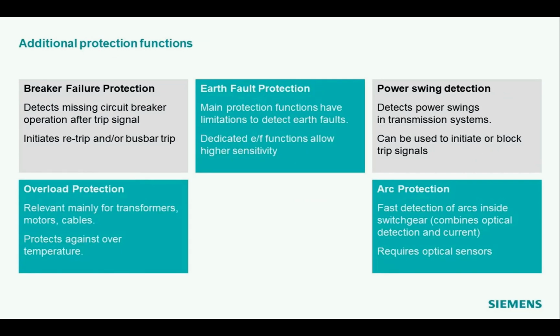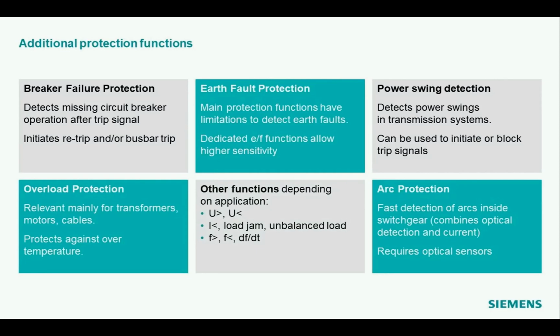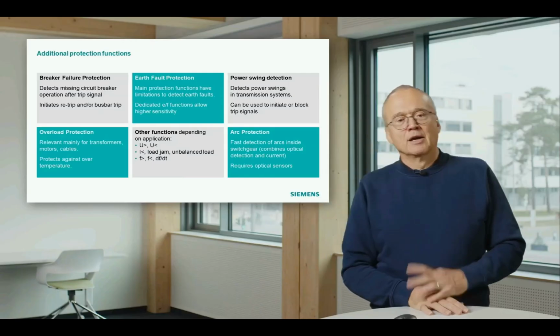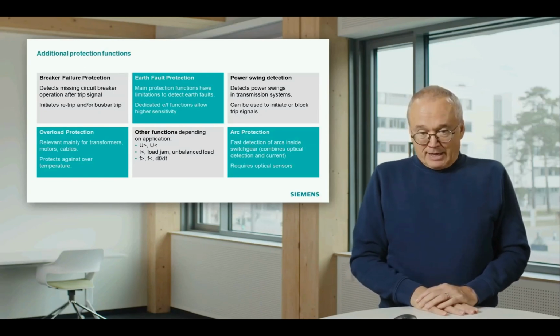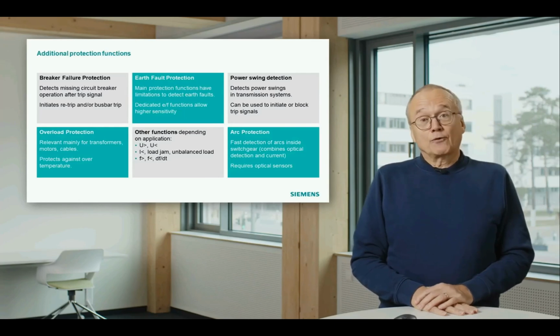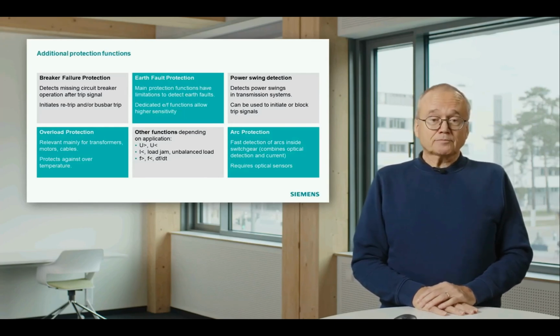And finally, I would like to mention a number of other small protection functions we also sometimes need. Voltage-related functions, or for motors we have some load jam or unbalanced load. Load jam can be, for instance, you have a locked rotor in a motor. Unbalanced load means you have suddenly interruption in one phase. And the last thing I mentioned here is frequency protection. That is often used for load shedding, for instance.